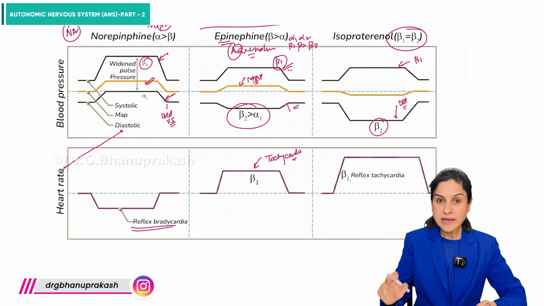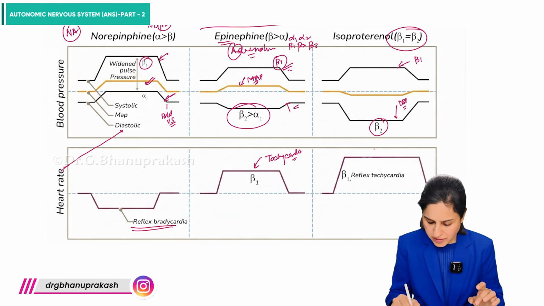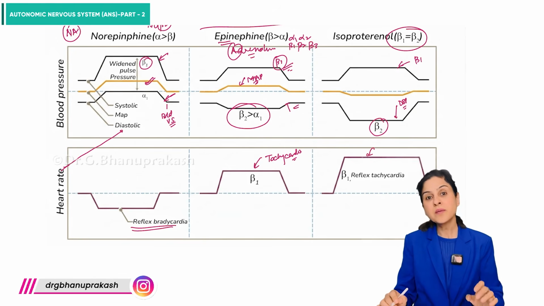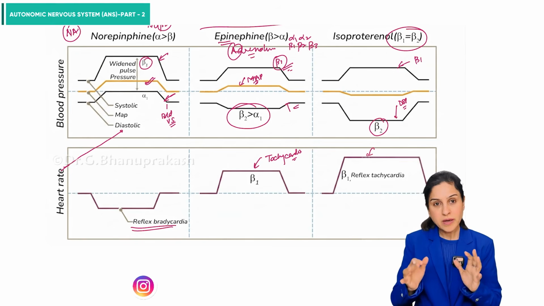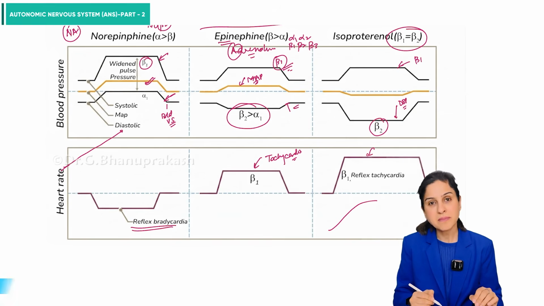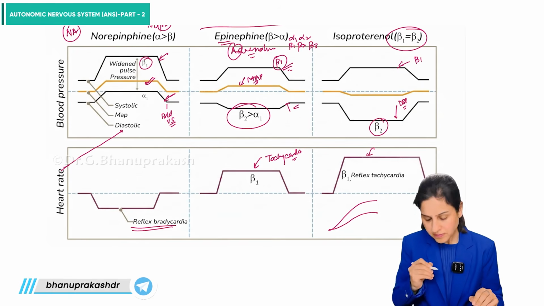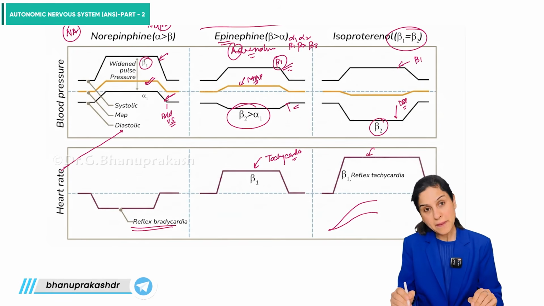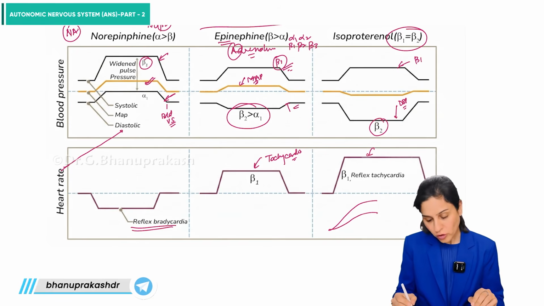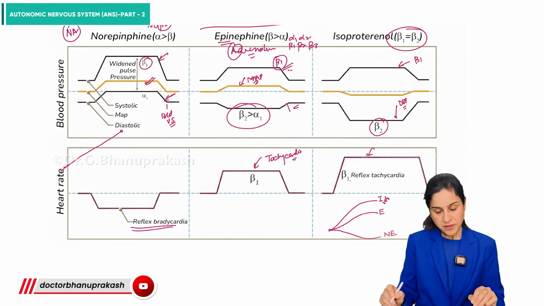Again, the heart rate, we have to see it should be opposite because the fall is so much that there is a tremendous increase in the reflex tachycardia. So if we're talking about the heart rate, the maximum heart rate increase is seen with isoproterenol. Then there is the effect of the epinephrine. While if I talk about norepinephrine, there is going to be a fall. So this is norepinephrine, this is epinephrine, and this is isoproterenol, right?